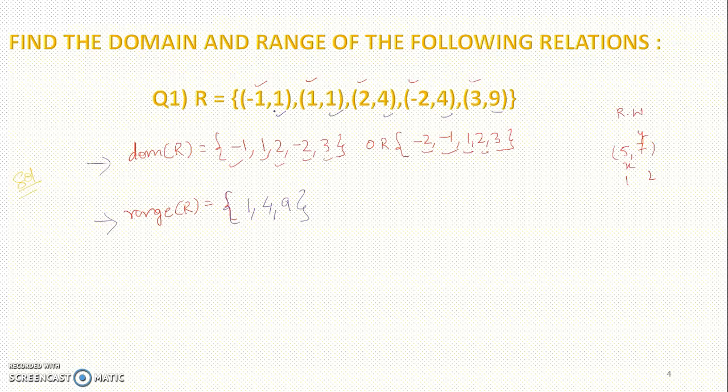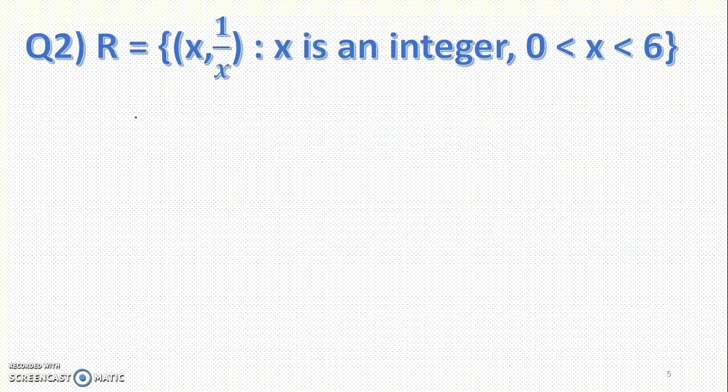1, -1, 1, 1, 1, 2, 4, -2, 4, 3, 9. In this, we could directly check for domain and range, selecting first coordinates and second coordinates. Now see, in this the relation given to us is R equal to x, 1 by x, such that x is an integer. Some students read it like 0 less than x less than 6, which is correct, but a better method is to read it like this: x is less than 6 and greater than 0.